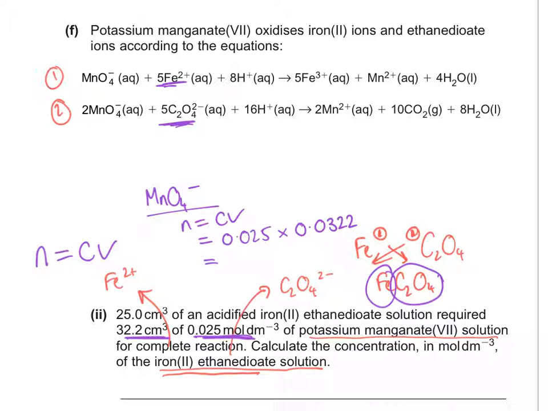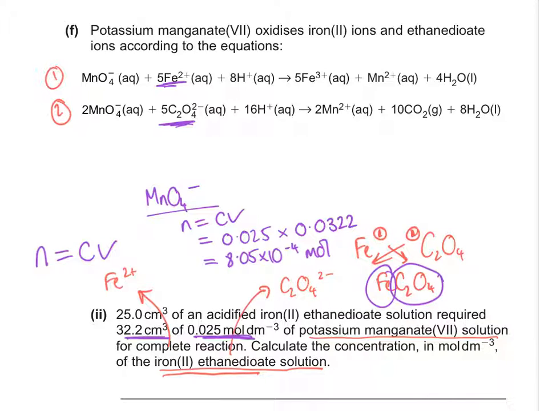That gives me a number of moles of 8.05 times 10 to the minus 4. So from this number of moles of manganate, we need to be able to work out the number of moles of iron ethanedioate. Now you can do the next step in a number of ways, but I think it's easiest to see by trying to combine your equations.